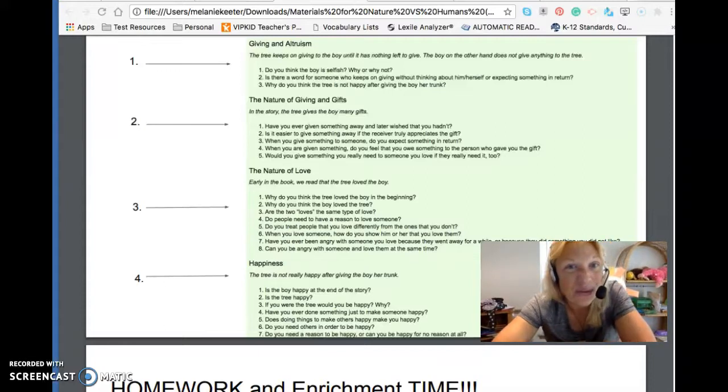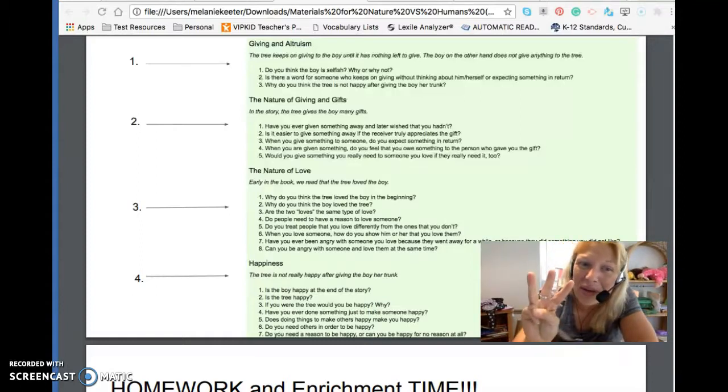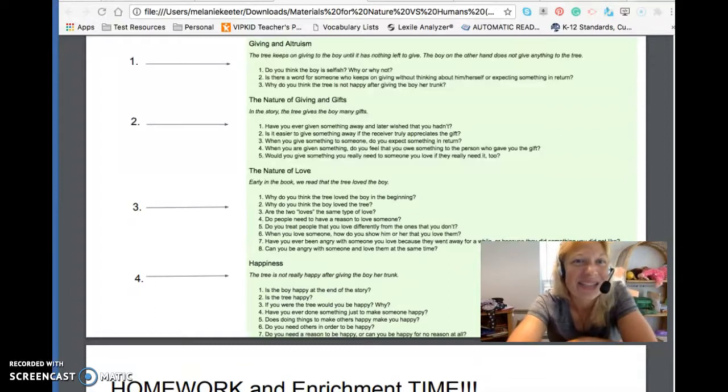In the first category, giving and altruism, the tree keeps on giving to the boy until it has nothing left to give. The boy, on the other hand, does not give anything to the tree. There are 3 questions that go with that category. Pick one, read it, and answer it.